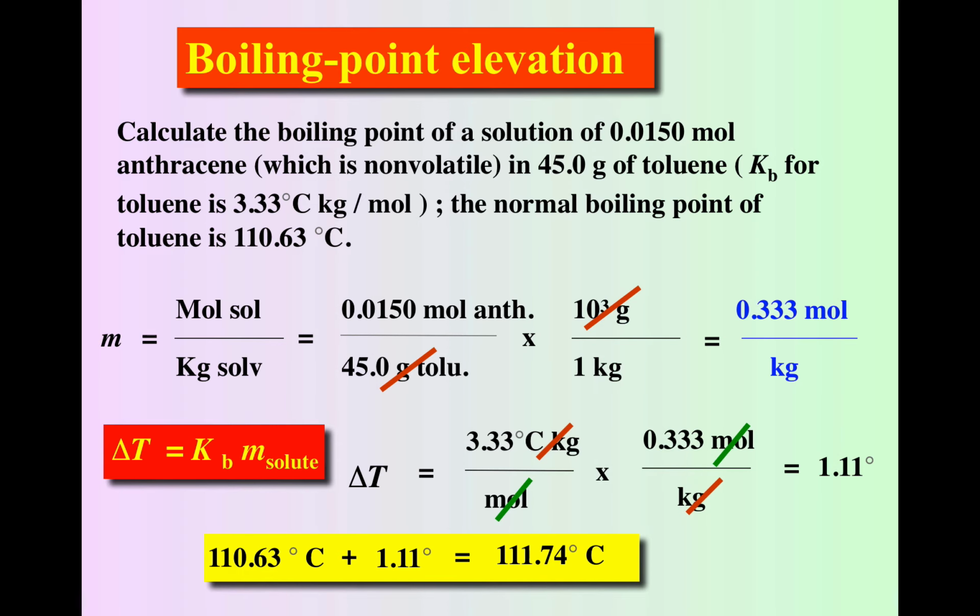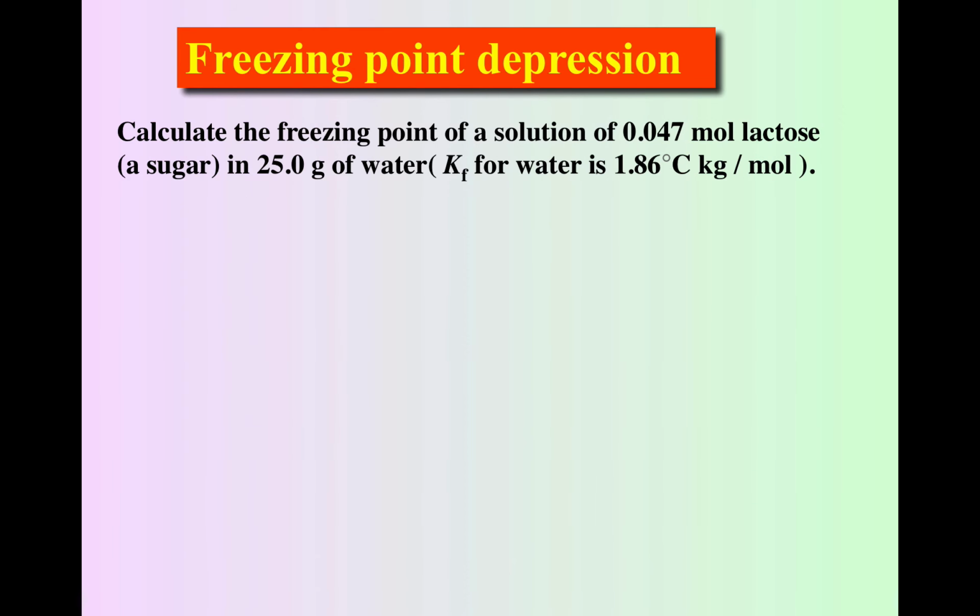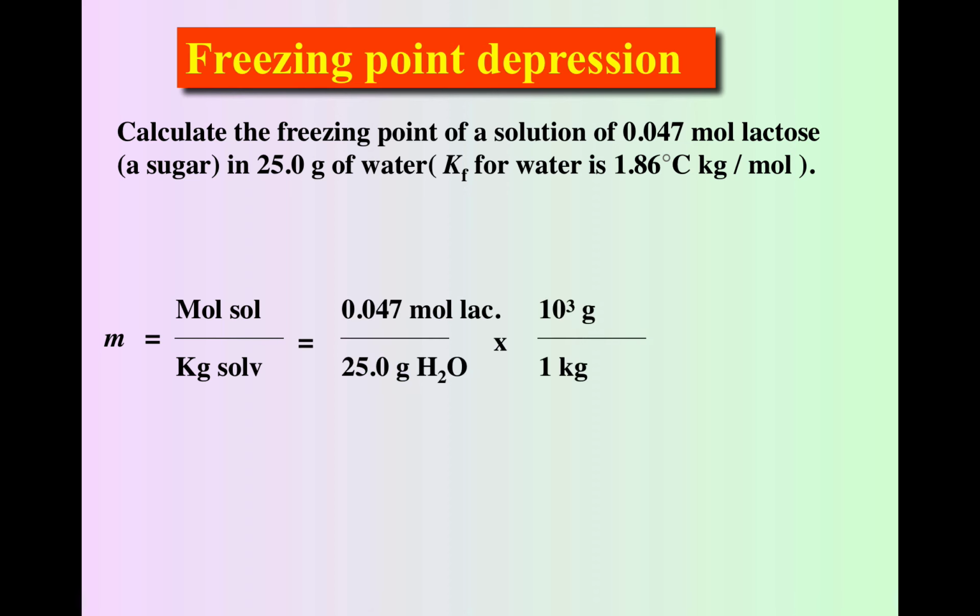You've elevated the boiling point, depressing the freezing point. Calculate the freezing point of a solution where you've got 0.047 moles of lactose and 25 grams of sugar. So what I need is the molality of the solution, right? Moles of lactose divided by kilograms of water. So again, convert from grams of water to kilograms of water. Divide into moles of lactose, and I get the molality.